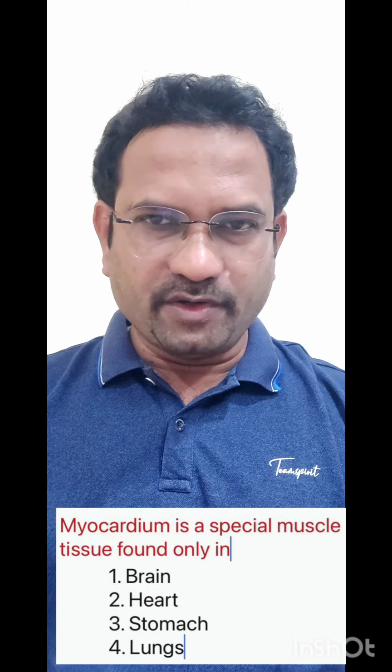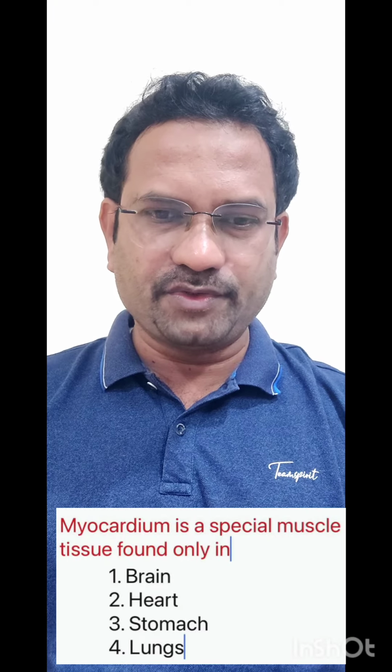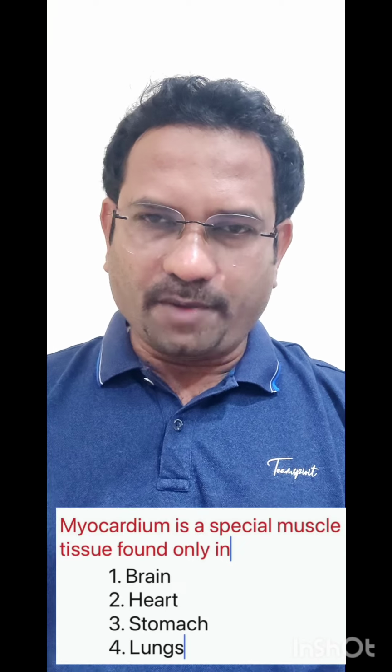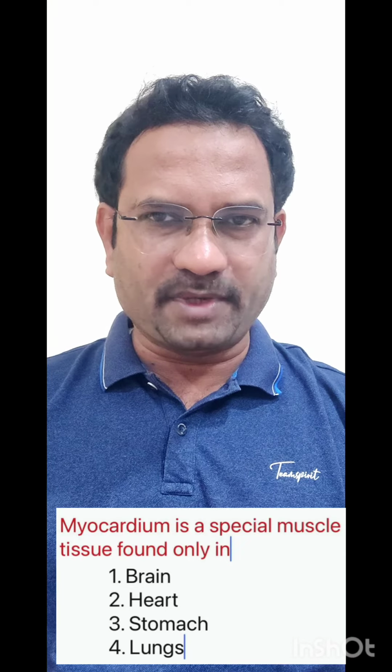In this video, I will explain 4 of the questions with answer explanation from the 2016 ESIC Pharmacist paper. Let us look at the questions first. The first question is, myocardium is a special muscle tissue found only in. Options given are brain, heart, stomach and lungs.